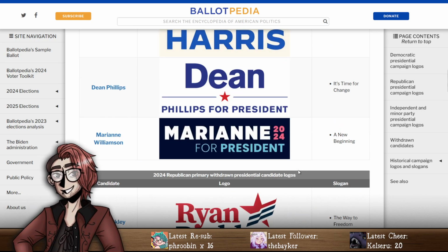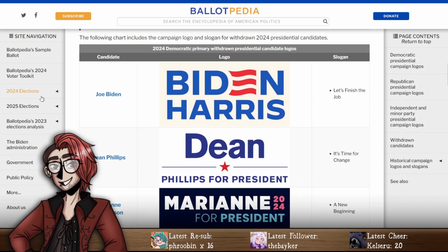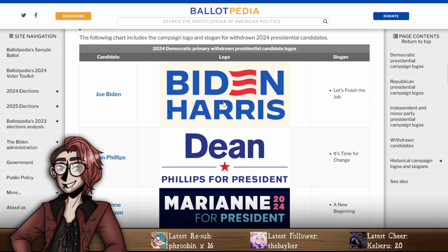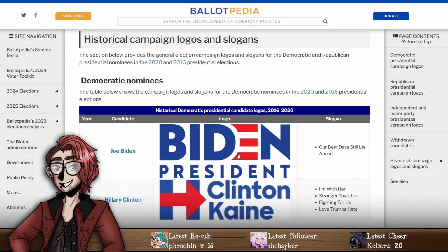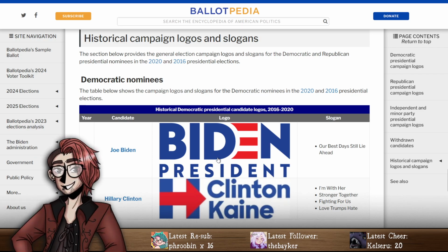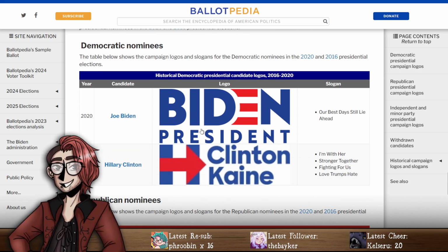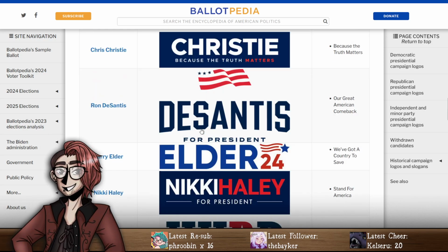Now let's talk these guys. These are the only three that ran for president for the Democratic Party this year. Biden, Harris. Let's have a look at the last one. This was the old Biden logo. You see these three straight lines? You see how I bad-mouthed this last year because it just says Biden president, Biden smash. Like, what did he do?